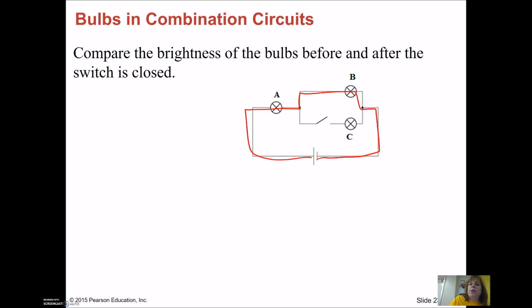But what happens if we close this switch? If we close the switch, we have a junction here. Now current's going to split. And if they're equal bulbs, it splits equally. Well, think about it, and then let's go to tape.